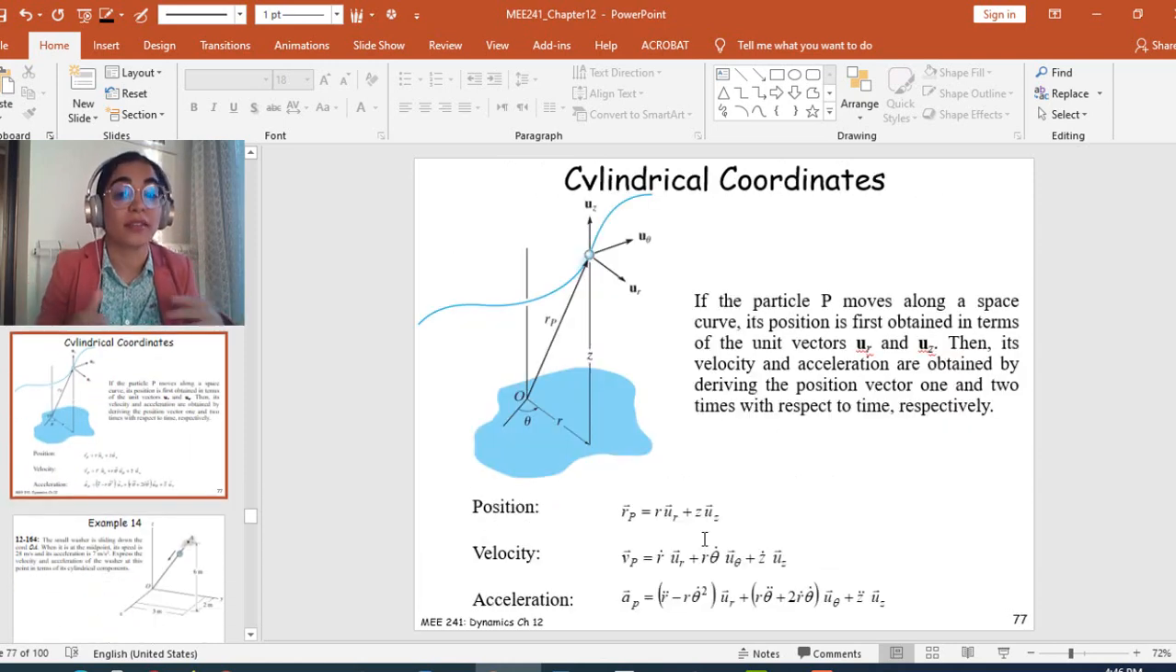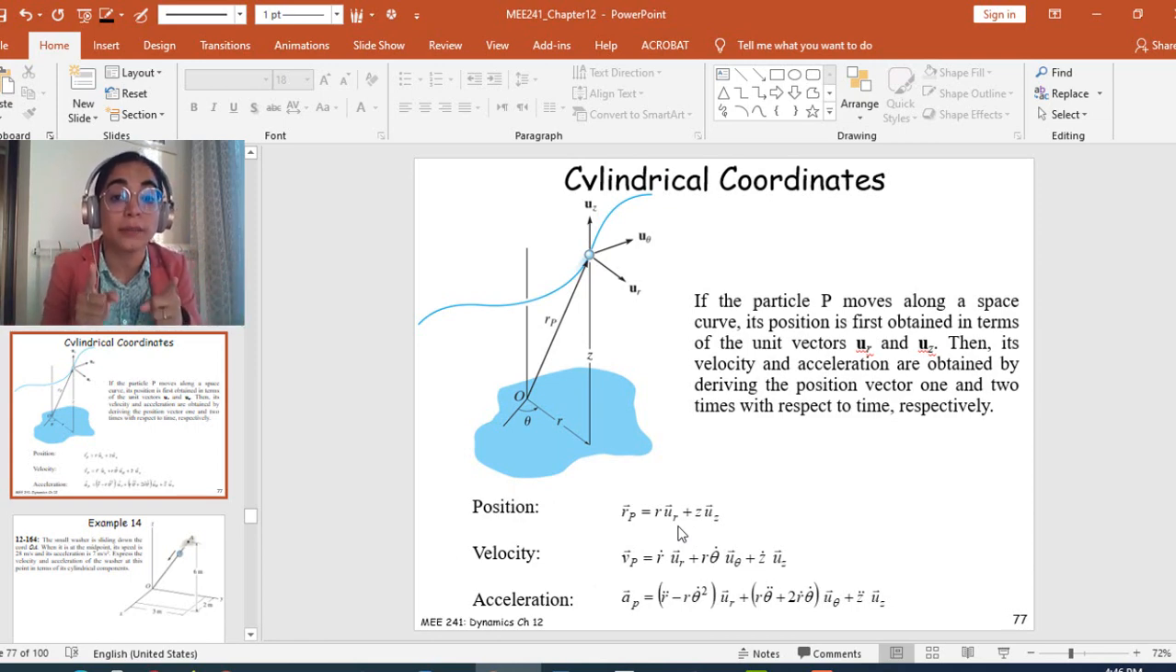And if I need to take the 3D case, as I did in the binormal direction for the tangential and normal direction, here I have to add z, uz. So I'm going to have three unit vectors, ur, u theta, and uz, and then you can derive the velocity and acceleration knowing that the position will be r ur plus z uz.